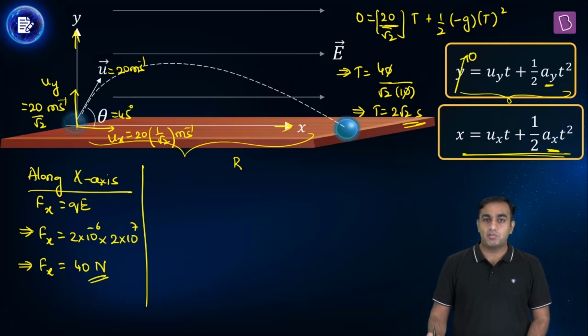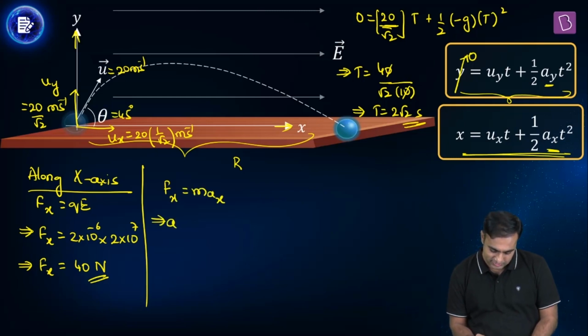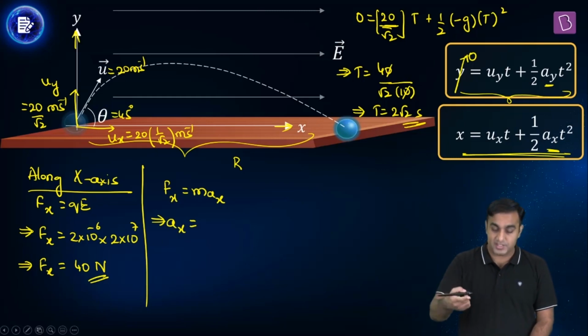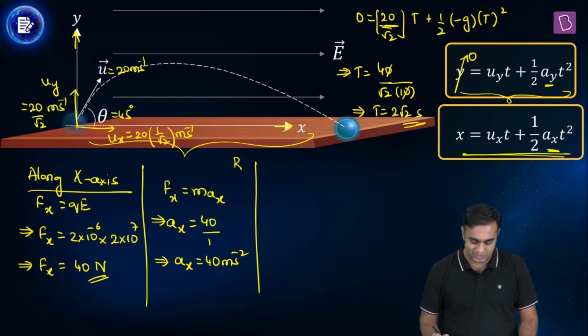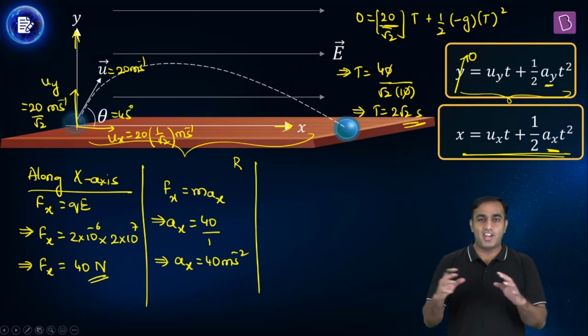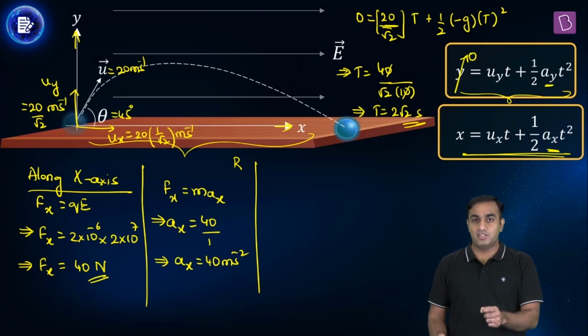Now, let's apply Newton's second law and find the acceleration along the x-axis. How much is it? a_x is F_x by m. F_x is 40 Newton. m is simply 1 kg. So a_x turns out to be 40 meter per second square. All right. Now we have everything we need in order to find out the range, capital R. At the end of the projectile motion, the x displacement happens to be equal to R.